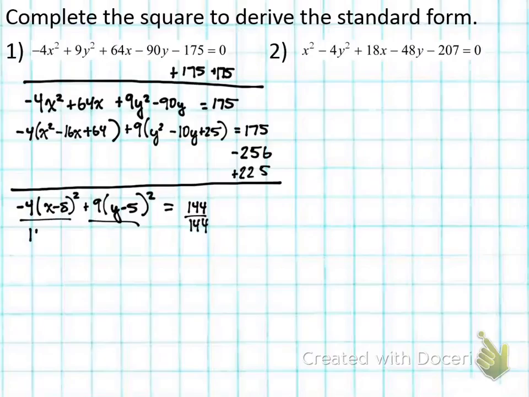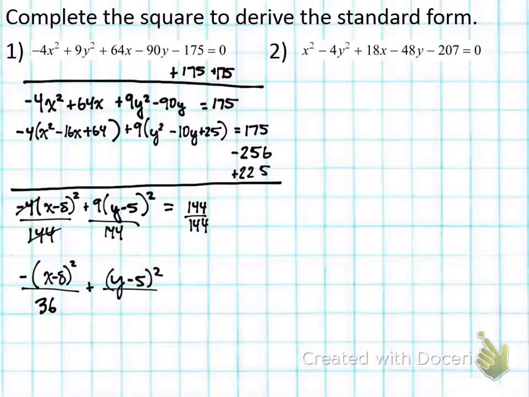When I divide one side, I have to do the same thing to the opposite side, to each term, because I know that 144 divided by 144 is equal to 1. Now on this left side, I know that 36 goes into 144 4 times, so I'm going to simplify. I'm going to bring down the negative sign, so this will be negative, open parentheses, x minus 8, all squared, all over 36. On the right side, 9 goes into 144 16 times, so we bring down the plus sign, y minus 5 squared, all over 16, which is all equal to 1.